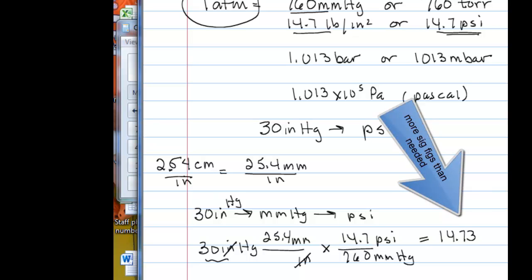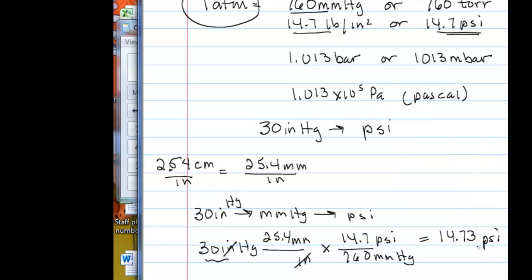30 inches of mercury is very close to 1 atmosphere, but this would be 14.73 psi. By the way, on the Weather Channel, this is a typical way that you might hear pressures given. So this is an example of using any of these pairs as being equal to each other.